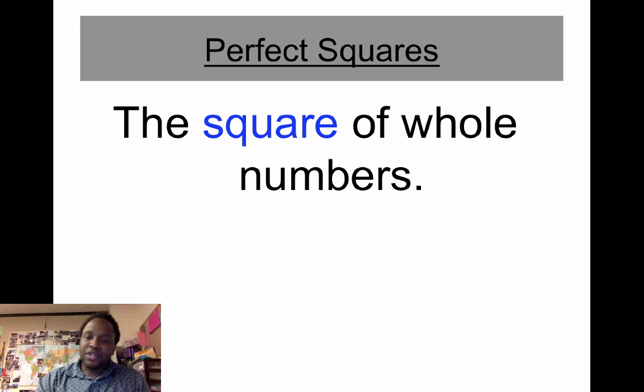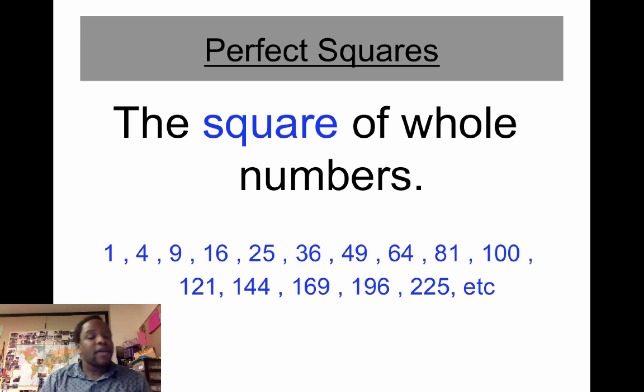Next, let's quickly review the perfect squares. So they are 1 squared, 1, 2 squared, 4, 3 squared, 9, 4 squared, 16, 25, 36, 49, 64, 81, 100, 121, 144, 169, 196, and 225. It's really good to memorize these numbers, these perfect squares, because they are very useful when we are simplifying radicals.